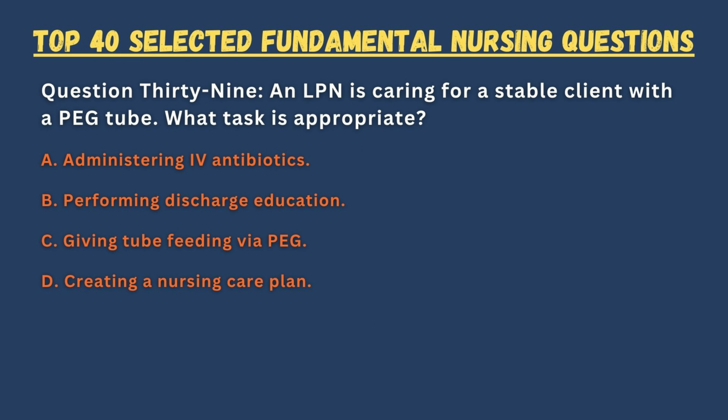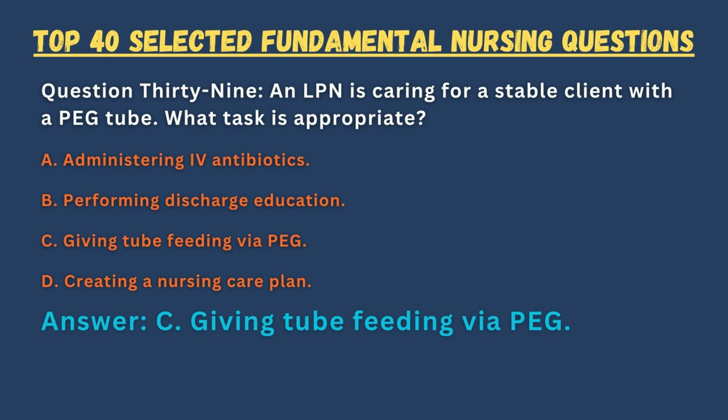Question 39. An LPN is caring for a stable client with a PEG tube. What task is appropriate? A. Administering IV antibiotics. B. Performing discharge education. C. Giving tube feeding via PEG. D. Creating a nursing care plan. Answer: C. Giving tube feeding via PEG.